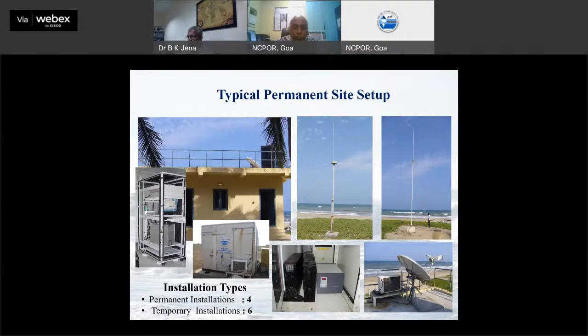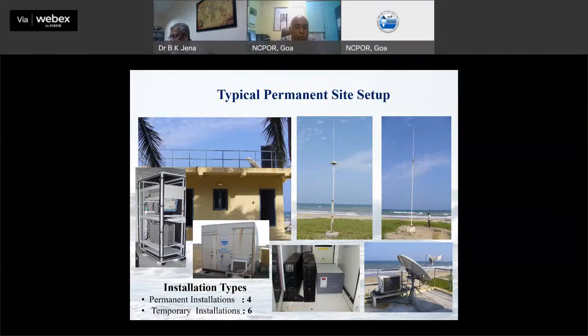Similarly, in Andhra Pradesh, both sites are permanent, whereas the other six are temporary. Still, we are running with a container setup, and this is the REC. This is the RX transmit chassis, receiver chassis, display units, and a computer which stores the data. All data comes through this VSAT.